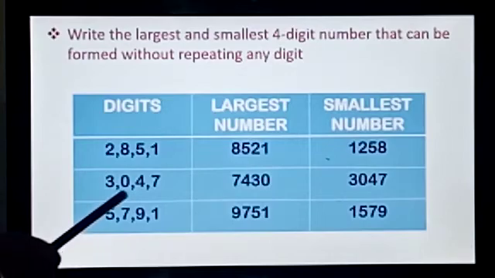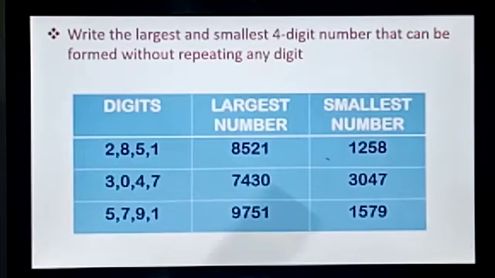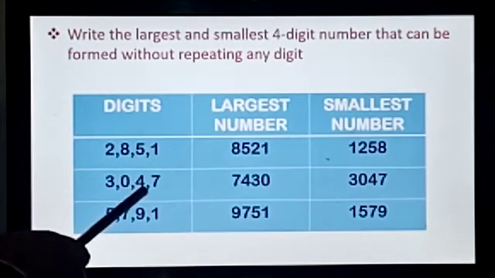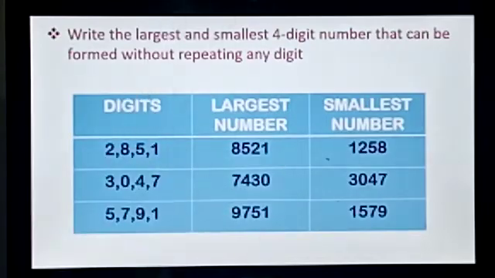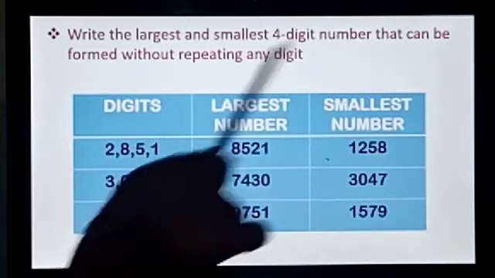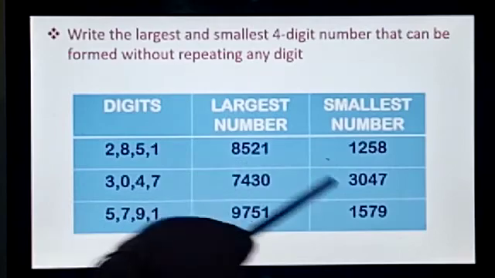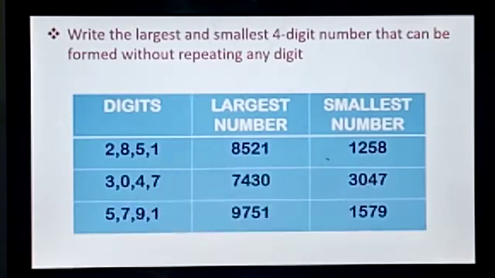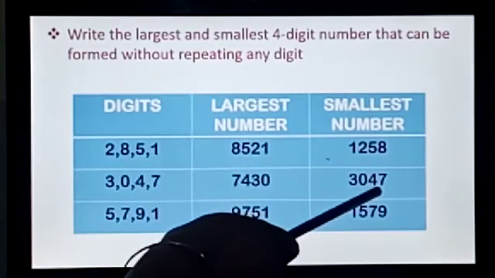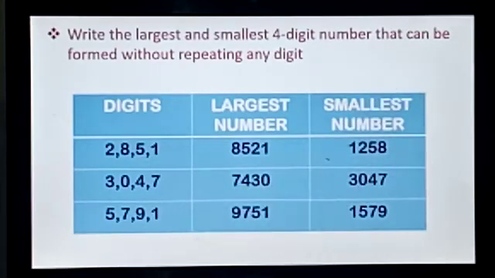Second one, you can see 0 is added among the digits. 3, 0, 4, 7. So, what will be the largest number which can be formed using this? 7 followed by 4, 3, then 0. That will be your largest number. Coming to the smallest one, what did I say? 0 should be kept in the hundreds place. Okay. So, 3, 0, 4, 7. 3 is the smallest. Then comes 4. Then comes 7. Because 0 doesn't have any value, you cannot write 0 in the front.